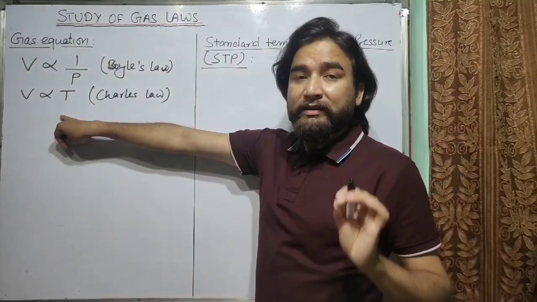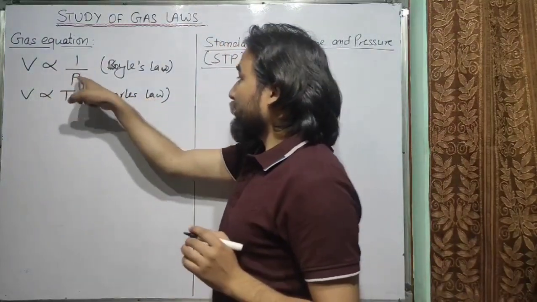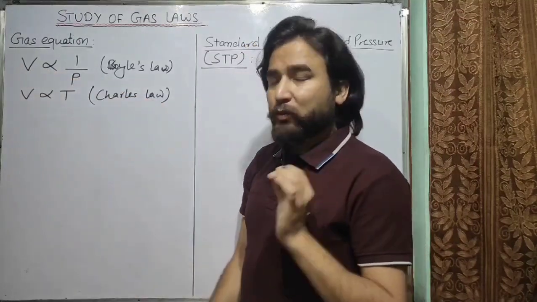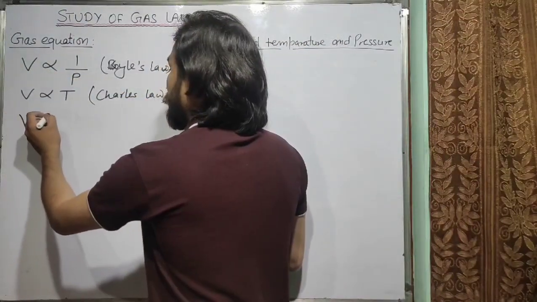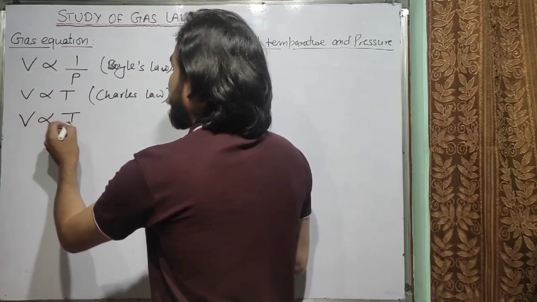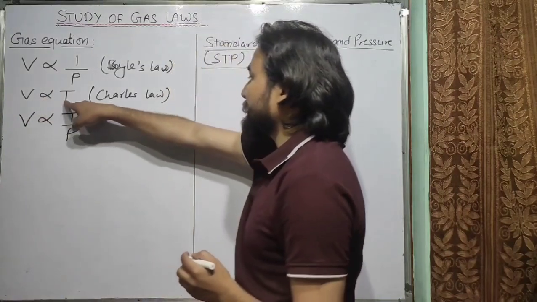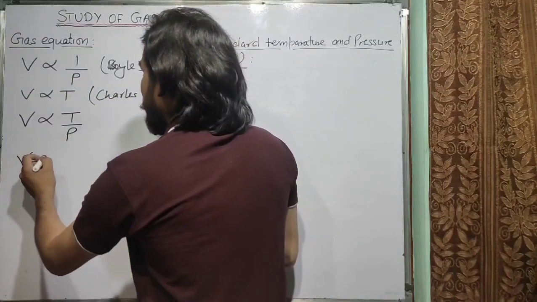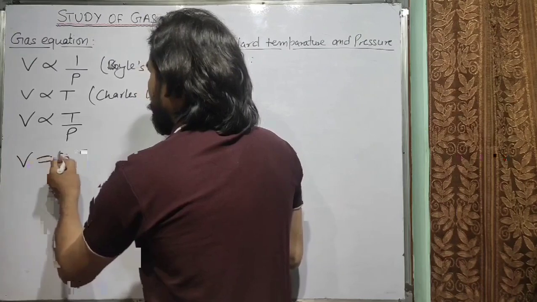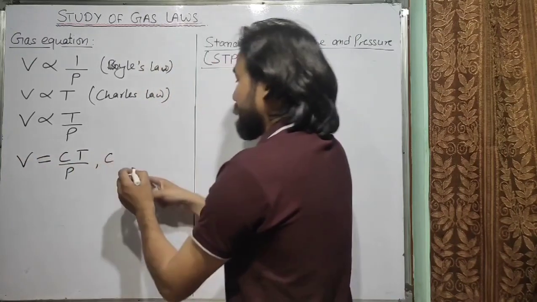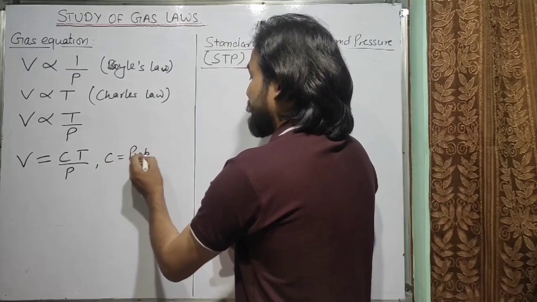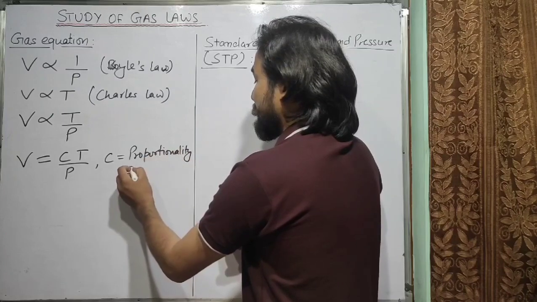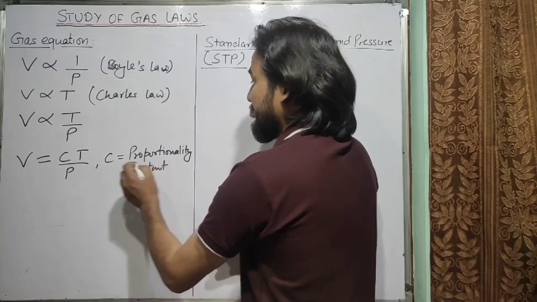Now if you combine these two laws together, according to one law volume is directly proportional to temperature, and according to the other volume is inversely proportional to pressure. So on combining these two laws we can say volume is proportional to T by P, because volume is directly proportional to T and inversely proportional to P. Or we can say V is equal to C T by P, where C is a constant, that is the proportionality constant.